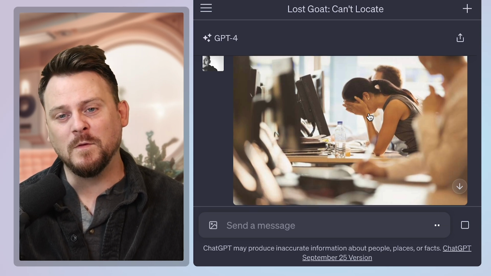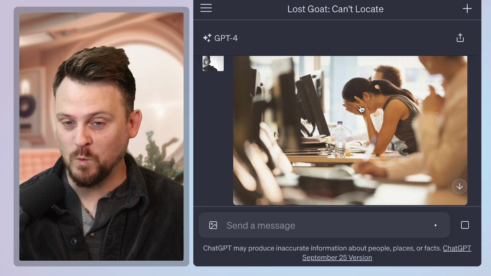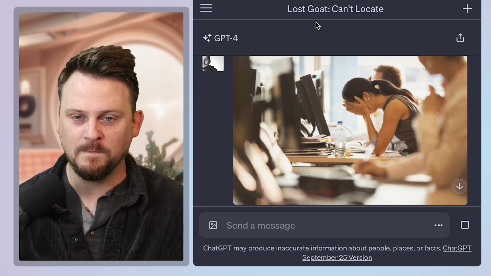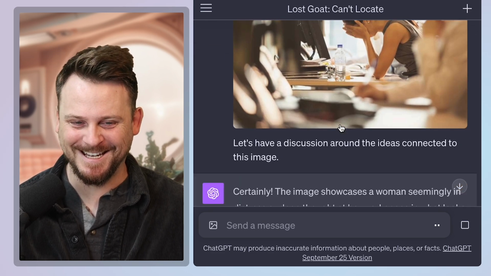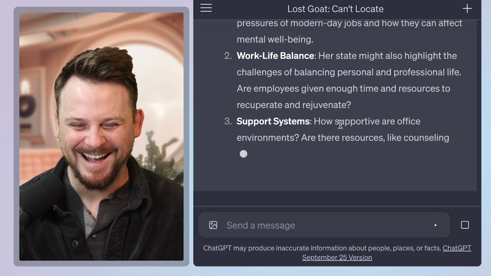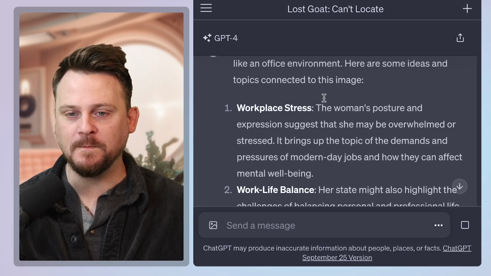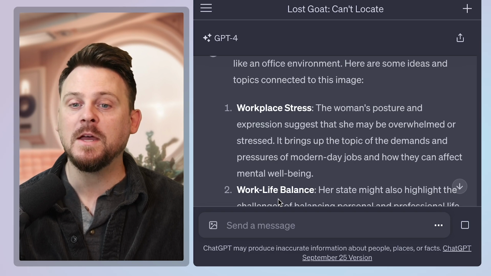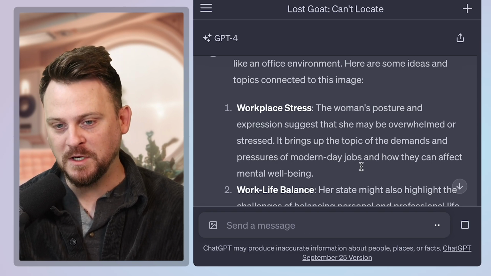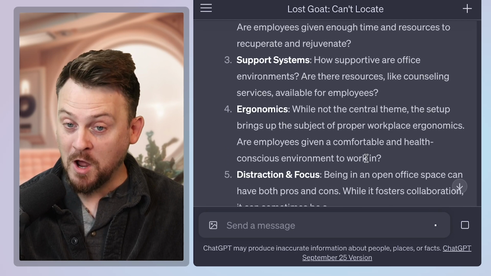I would definitely vote for distress or workplace stress. I just noticed the top of this is lost, can't locate. Okay, workplace stress. The woman's posture and expression suggest that she may be overwhelmed or stressed. It brings up the topic of the demands and pressures of modern day jobs and how they can affect mental well-being, work-life balance, support system, ergonomics.